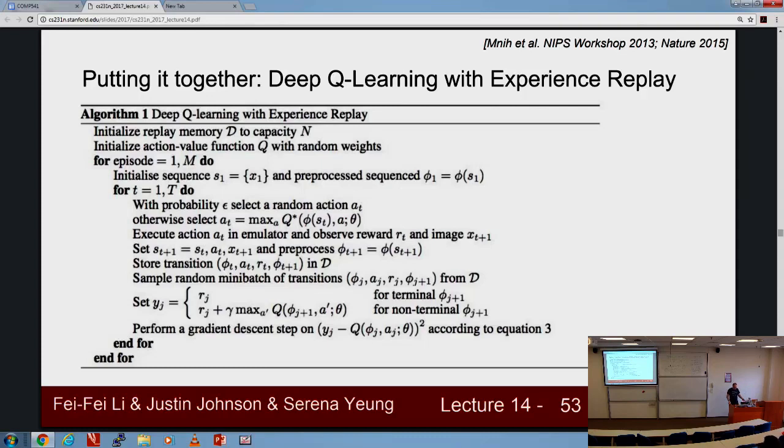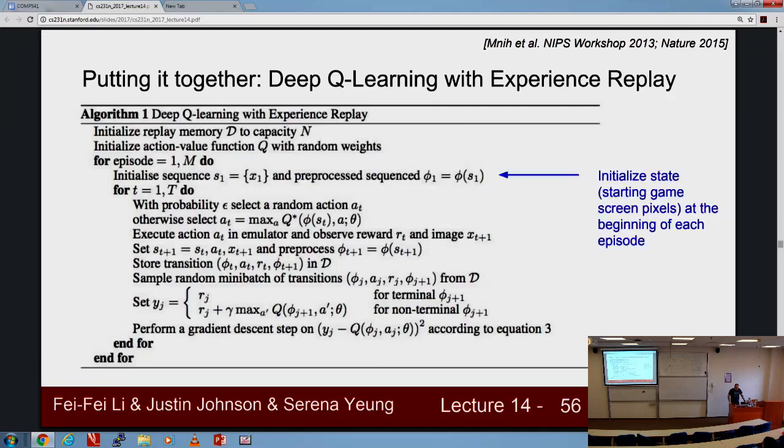So the whole algorithm looks like this, and I'm going to go over this in some detail. We start by initializing the replay memory to nothing. The Q network is set to some random weights. And then we play M episodes. These are full games that we play with the existing Q network. The state is initialized to the starting position of the game, the screen pixels at the start of the game, at the beginning of each episode. And this phi is basically our network that produces the representation for this state. So we process these pixels using a CNN, and the features that we get out of it are this phi.